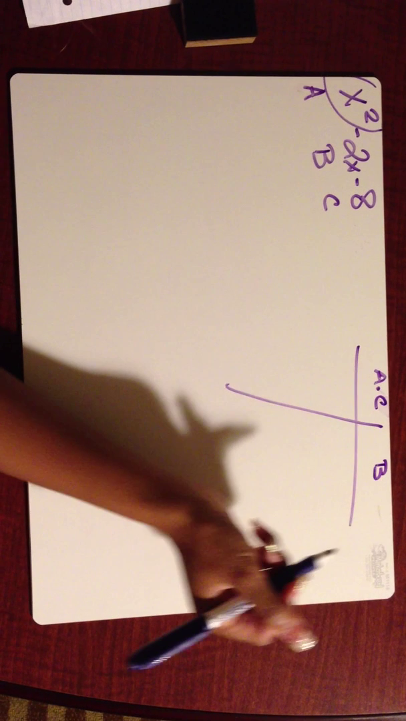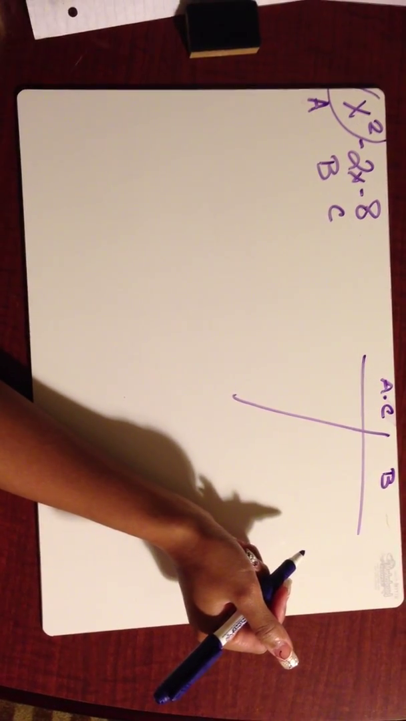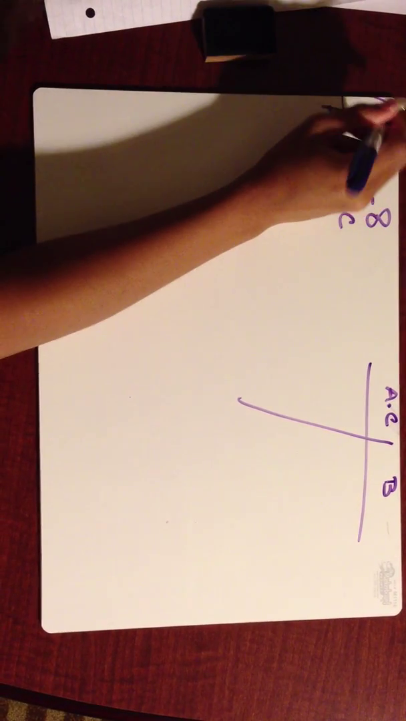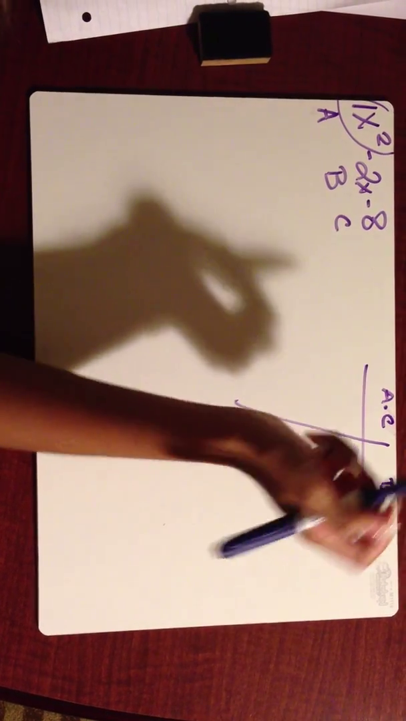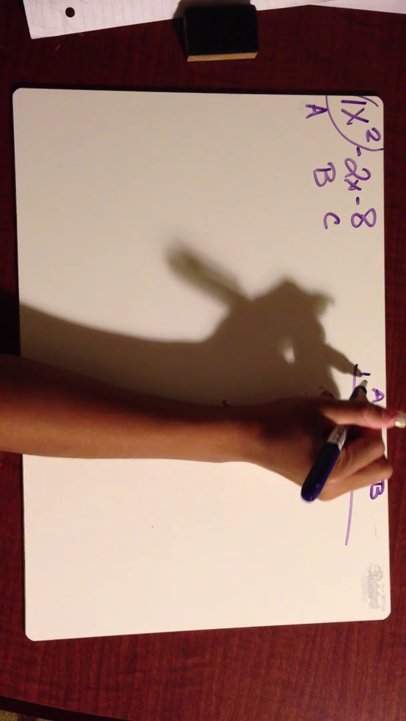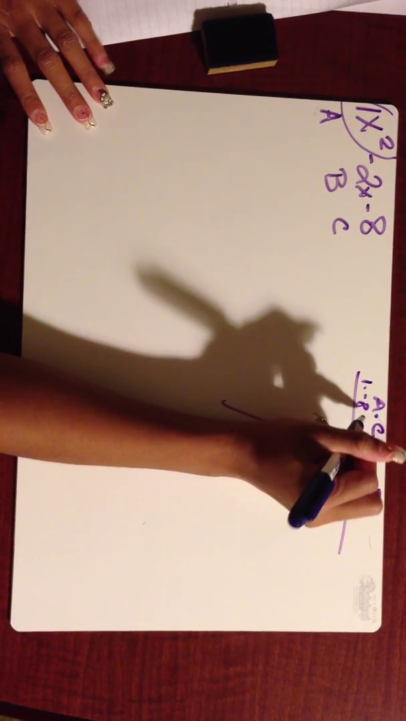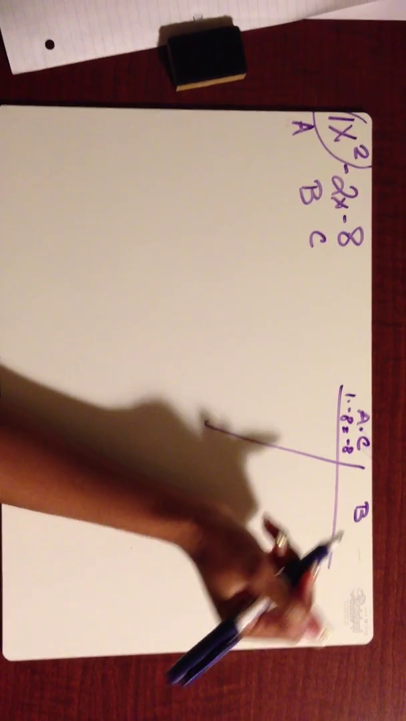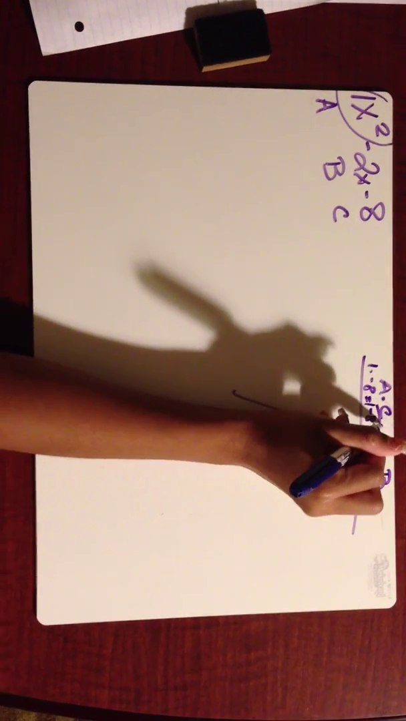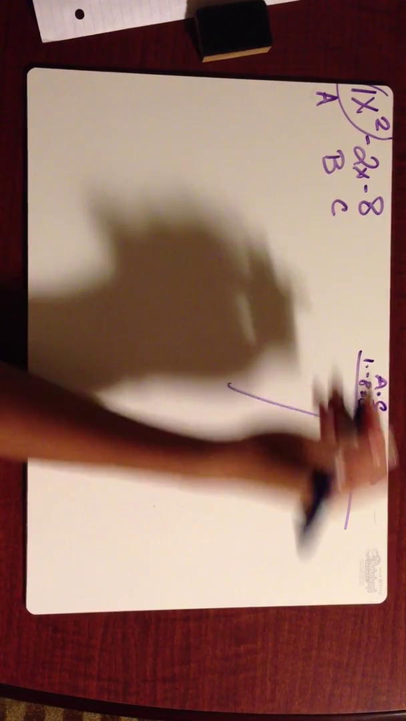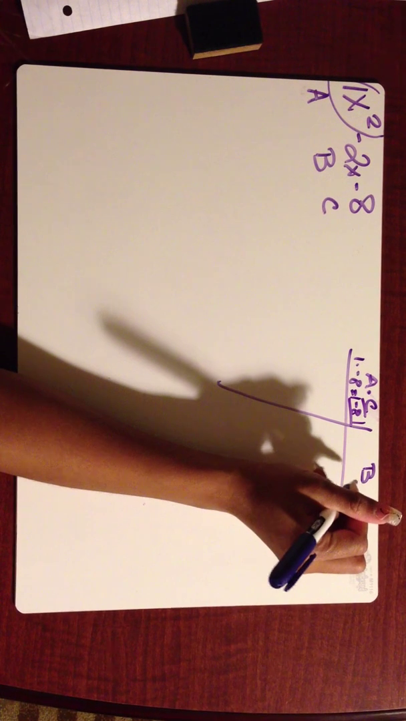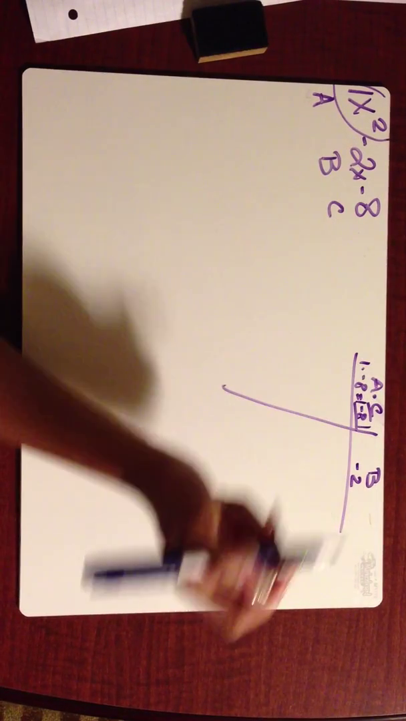Alright, so what's going to happen here, we have to get A, which is just 1, because there's that invisible coefficient right there. And that's just 1 times negative 8, which is simply just negative 8. So we have to find the product. Well, that's 1 and negative 8, right? And then the B is negative 2, as we see here.